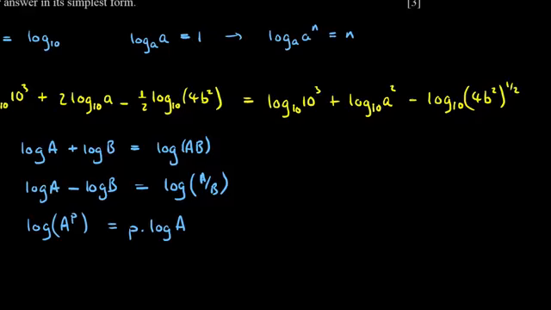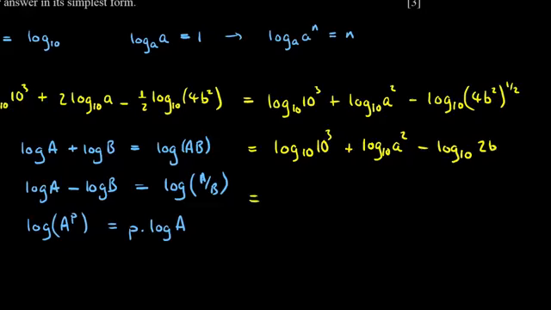Okay, and then I'm firstly going to simplify this expression here: 4b squared to the power of a half. Well, the power of a half is the same thing as the square root. So I can write that as log base 10 to the power of 3 plus log base 10 a to the power of 2 minus log base 10 the square root of 4b squared, which is just 2b. All right, then, now I can use my log rules.